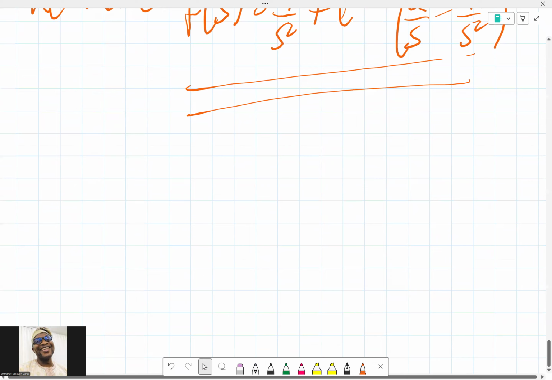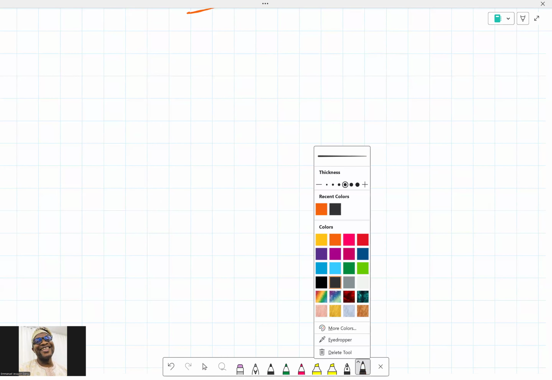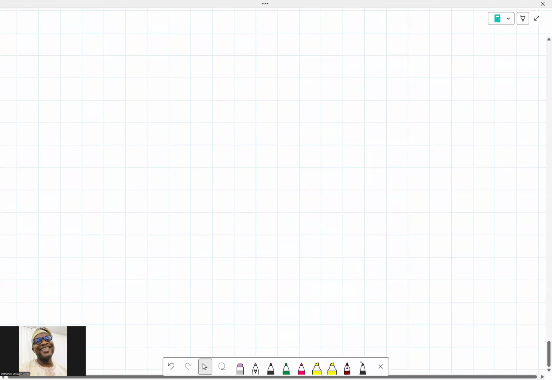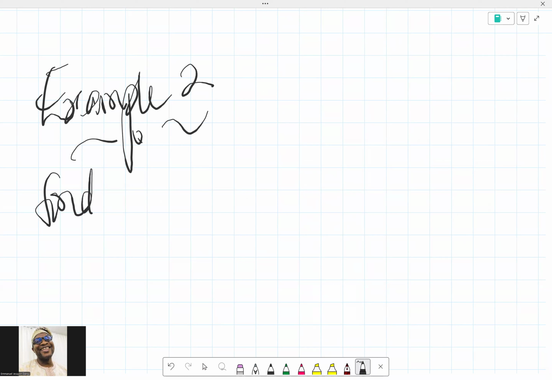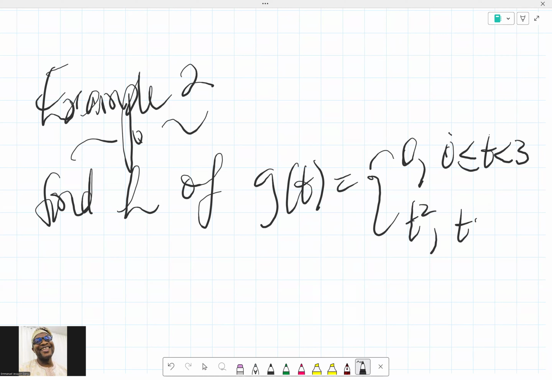Okay, now let's take another example. So shift this here and then we go for this. Let me do this. All right, so example 2, we have to find the Laplace of g of t, which is 0 when 0 is less than or equal to t less than 3, and then it's t squared when t is greater than or equal to 3.